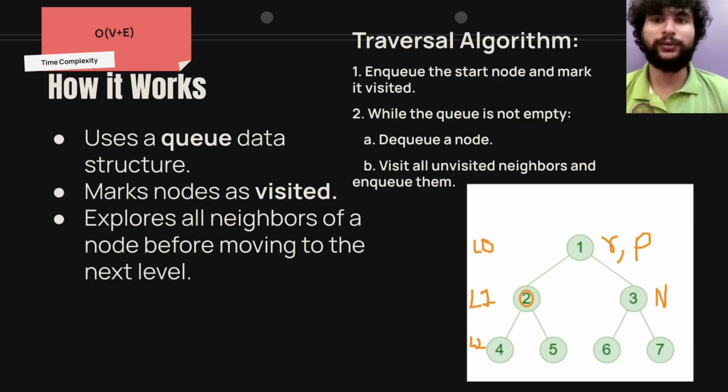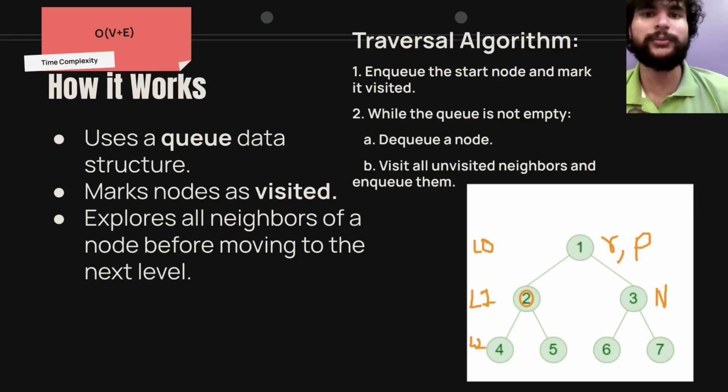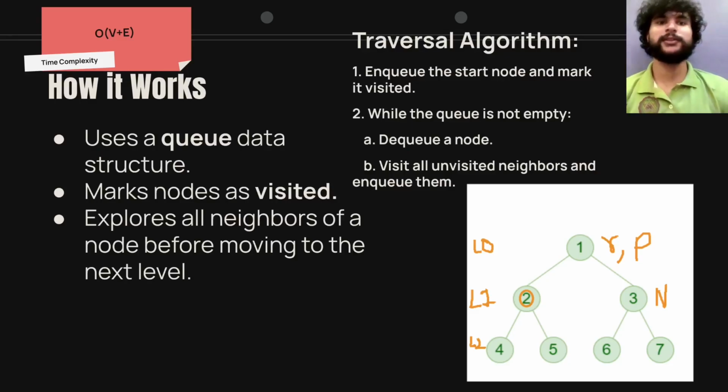Then we look at all neighbors of the node. These are the direct connection nodes. For every neighbor that we haven't visited yet, we mark it as visited and then enqueue it so it will be explored in the next round. This process continues level by level until we either visit all nodes or, in the case of search, until we find our goal.